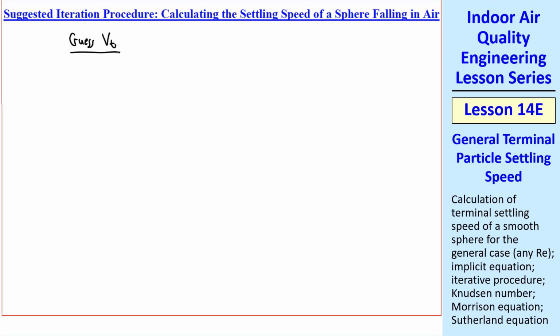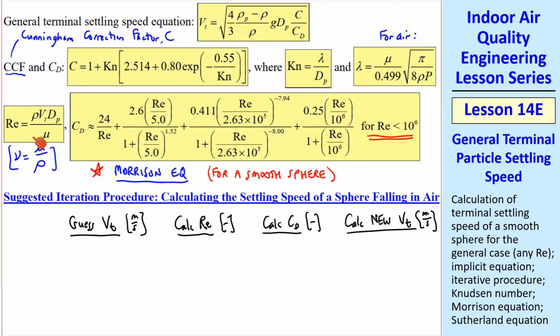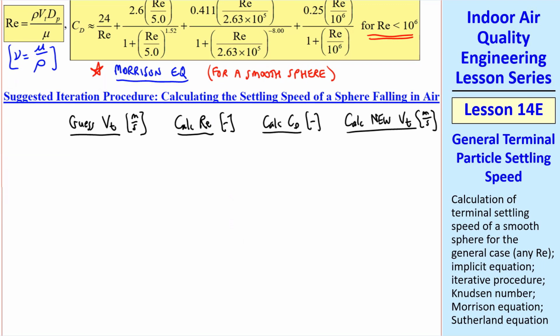You guess some value of Vt in meters per second, calculate the Reynolds number, no units, calculate CD, again no units, and calculate a new Vt, again in meters per second. Here's the equation for Reynolds number that we use here, the equation for CD that we use here, and this is the equation that we use to calculate the new Vt. I'll show some actual numbers in a minute, but I want to show how this works.